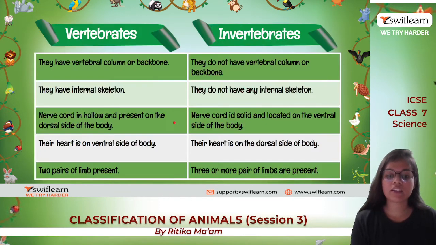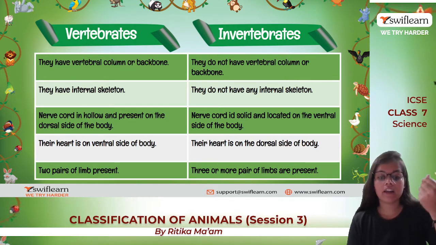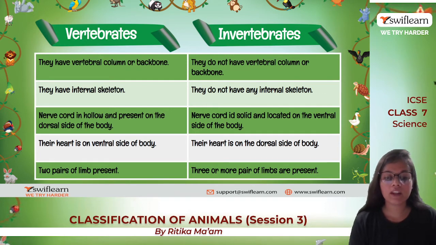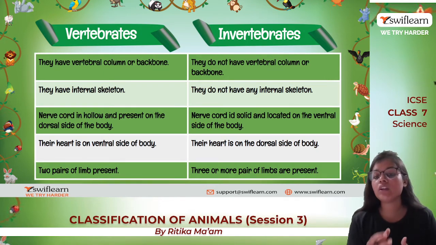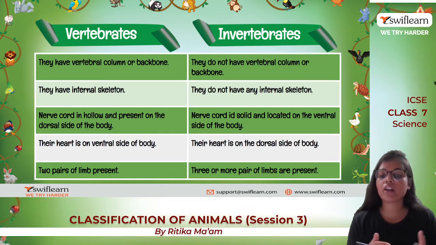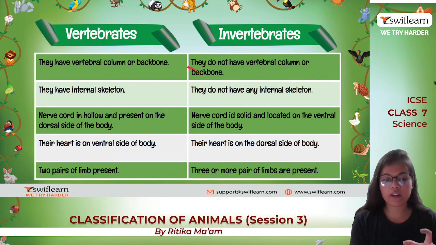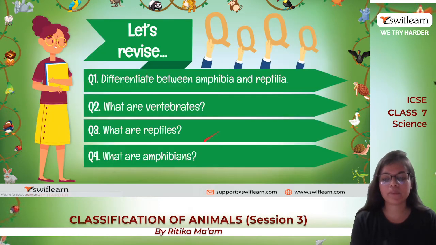Differentiate between vertebrates and invertebrates. So talking about vertebrates, they have a backbone or vertebral column. Their skeleton is internal. Then they have a hollow nerve cord, and it is present on the dorsal side of the body. We have the heart on the ventral side of the body, and 2 pairs of limbs are present. Invertebrates do not have any vertebral column or backbone. They do not have any internal skeleton. Then the nerve cord is solid and it is located on the ventral side, and the heart is present on the dorsal side. So it is opposite, and they have 3 or more pairs of limbs.